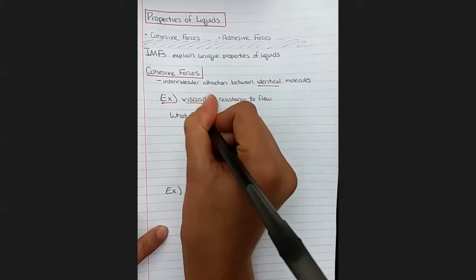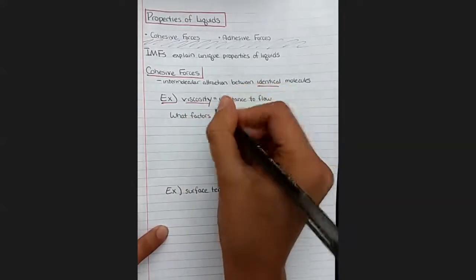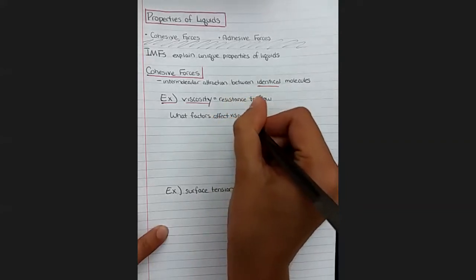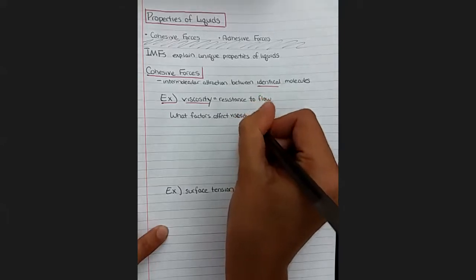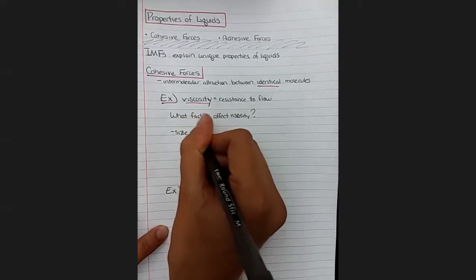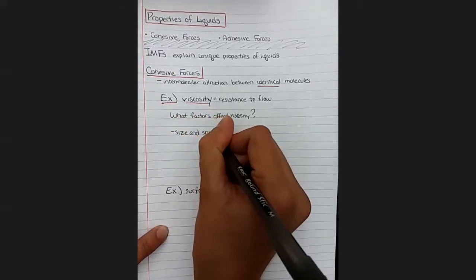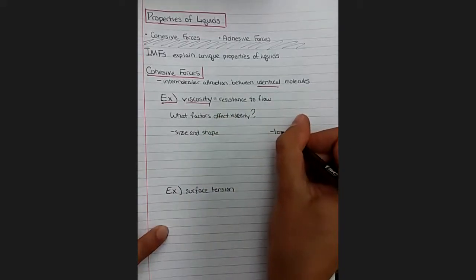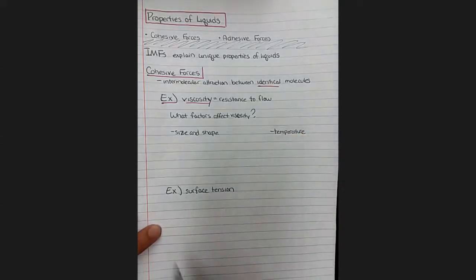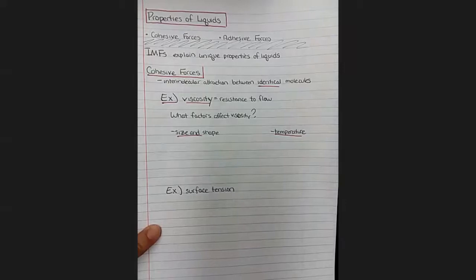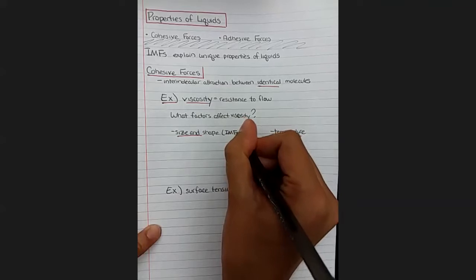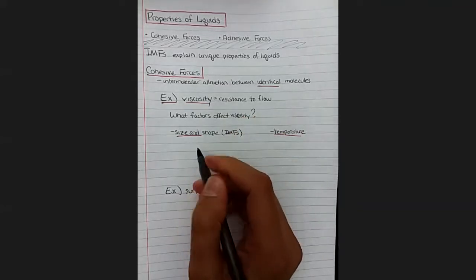So what factors affect this? What makes it viscous or not viscous? Oh, we gotta spell the word right. There we go. So what factors affect this? The size and the shape of the molecule affect it. And it's also affected by temperature. So when we say size and shape, what we really mean is the intermolecular forces. Remember our discussion of dispersion forces and how they depend on the size and shape of the molecule.